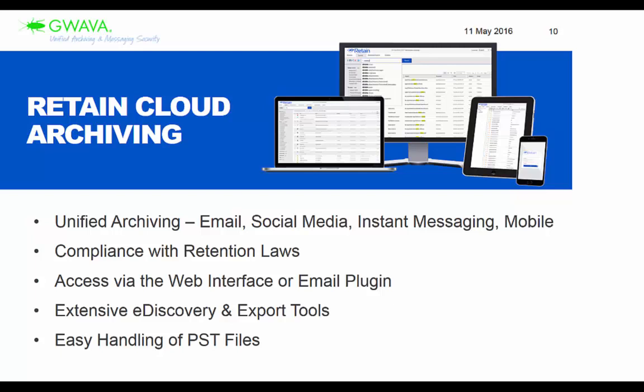So that's something that is different than Office 365 or Gmail, is it's only email and it's only for that system. So if you are using Office 365 archiving and you want to move one day, you're going to have to pull all that out, export it, put it into the new system. But with Retain, it's a platform agnostic thing, so you don't have to ever worry about moving.